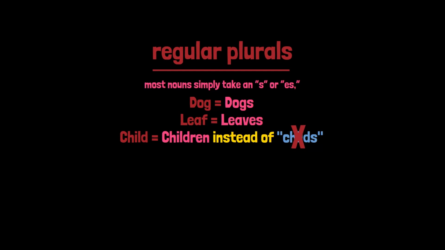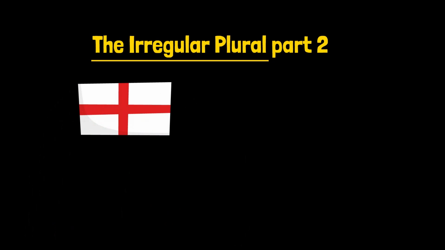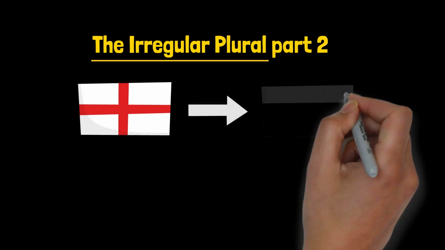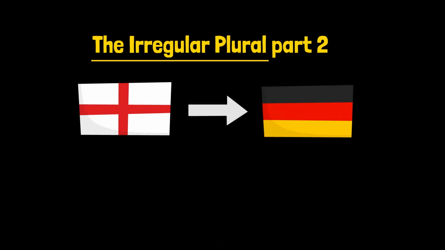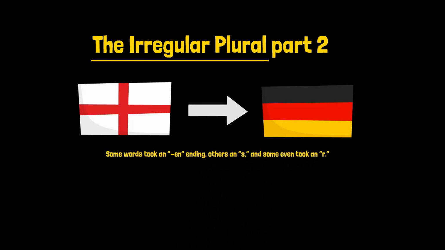English can be unpredictable, largely due to its history. The language is a mix of influences from Old English, Germanic roots, and various invasions that shaped its development. In Old English, pluralization wasn't as straightforward as it is today. Some words took an N ending, others an S, and some even took an R. Regional differences made it even more complicated.